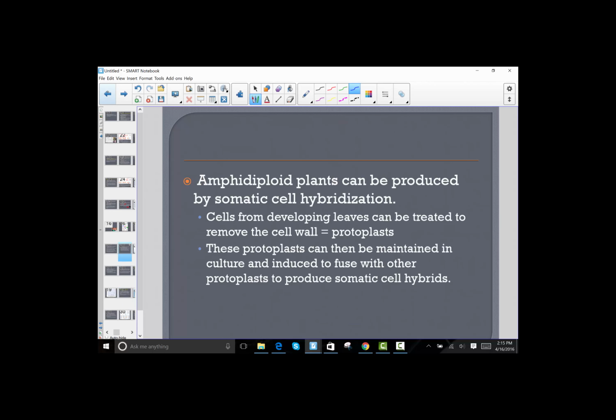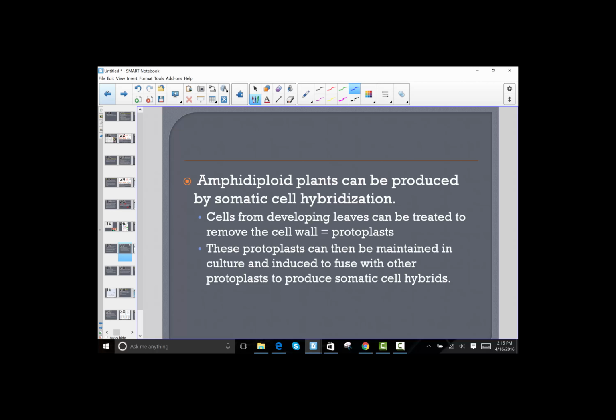Here we go. Sorry about that. Learning new things. Amphidiploid plants can be produced by somatic cell hybridization. So what happens under this particular one is you can remove a cell from a developing leaf. You can treat it, and basically what you're doing is removing the cell wall. Now that you've removed the cell wall, all of the cytoplasm has left, and so what you have is a protoplast, which is basically a nucleus with a little bit of cytoplasm that still surrounds it.